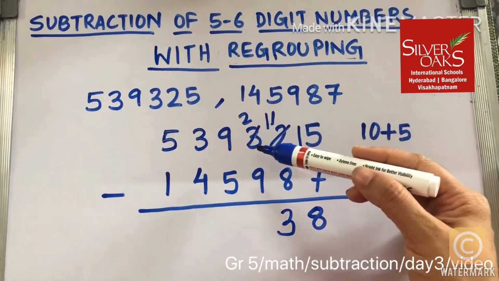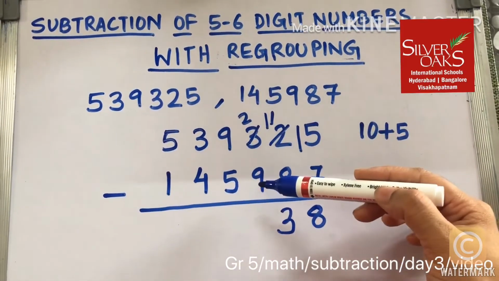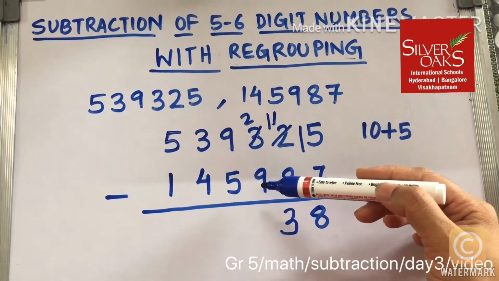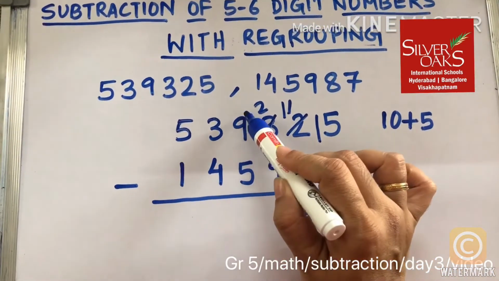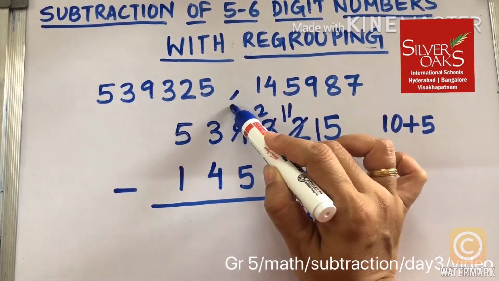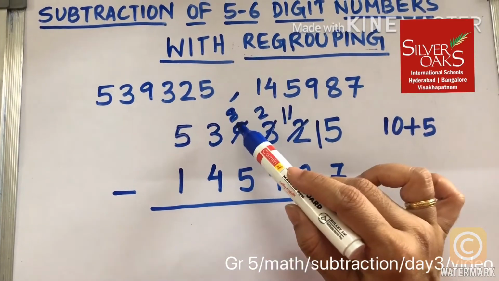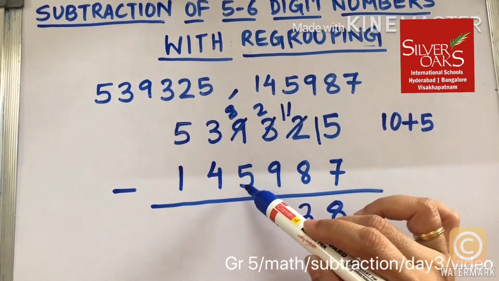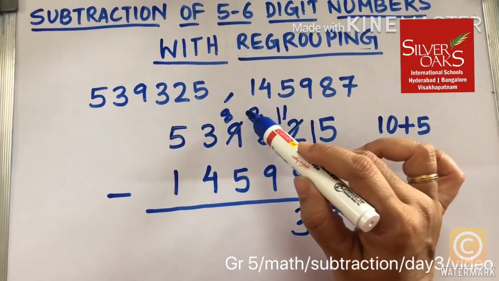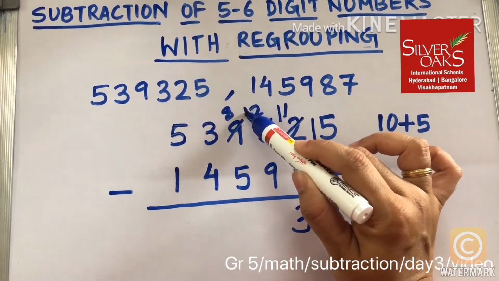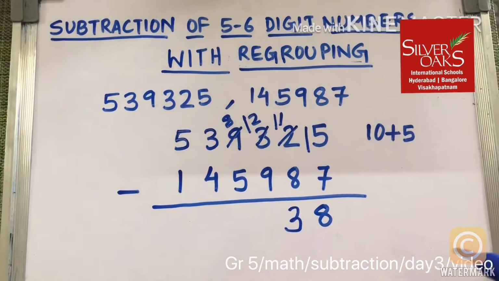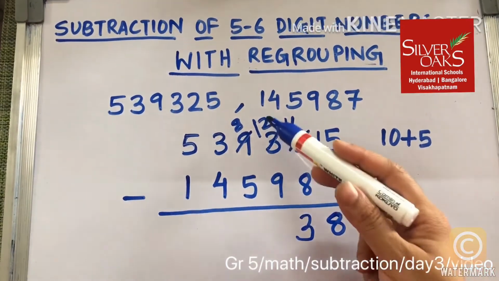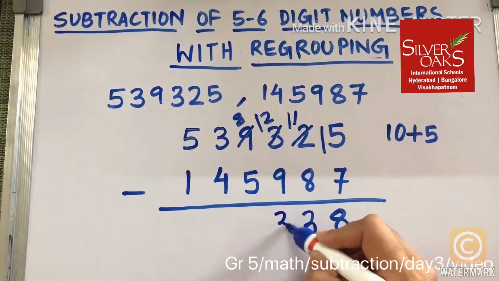Let us go further to the left. Can we do 2 minus 9? No. So again we have to do the borrowing or regrouping. So I borrow 1 from 9. So this becomes 8 in the thousands place. So this becomes 12. Twelve minus 9 is 3.